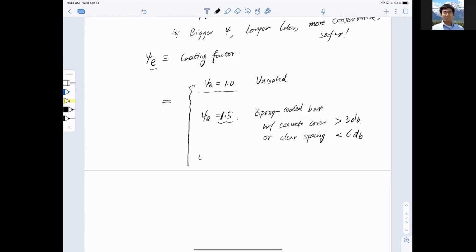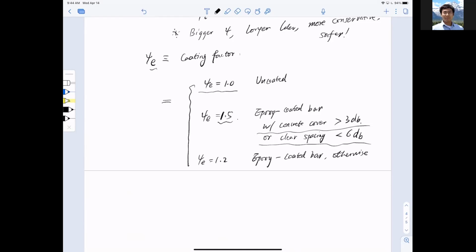But if the epoxy coating is not within this category, it will just be a 20% increase. Otherwise, that is the coating factor psi e.